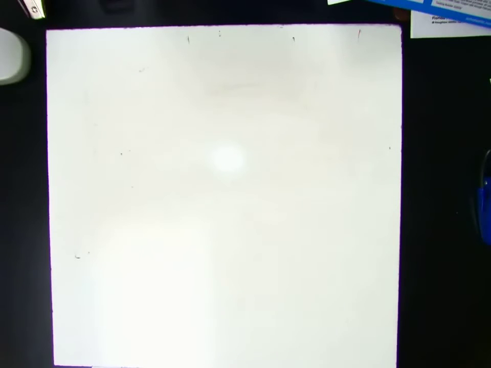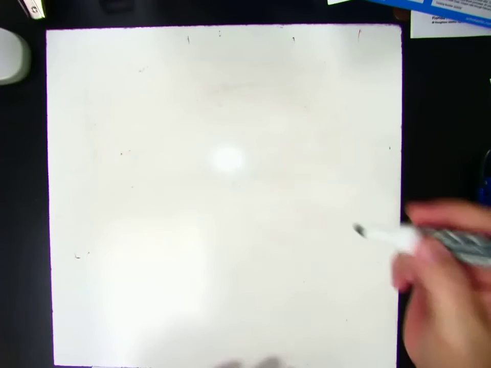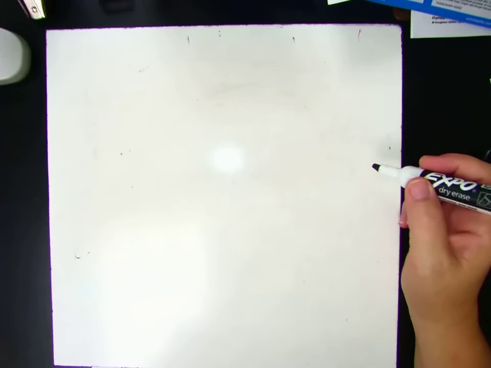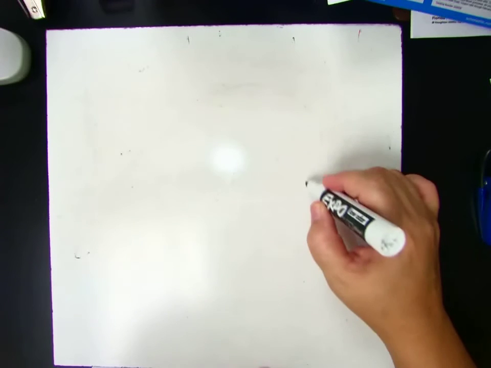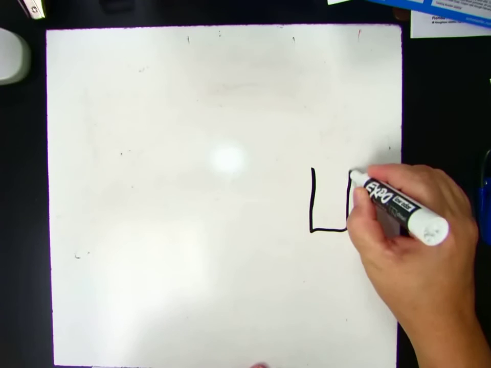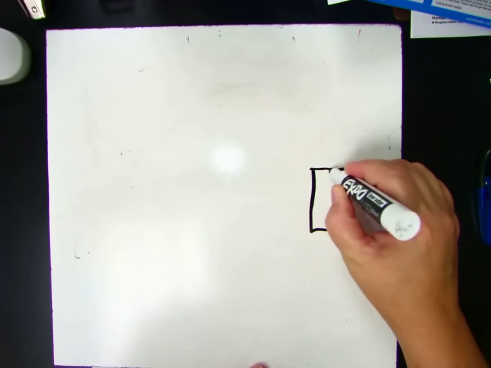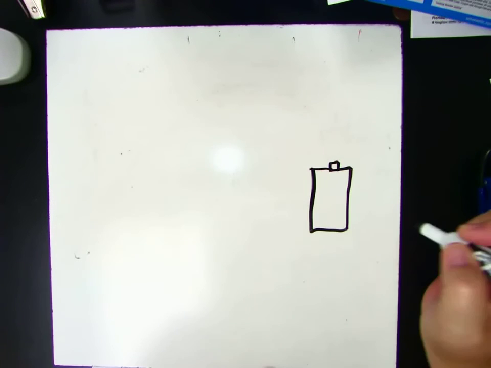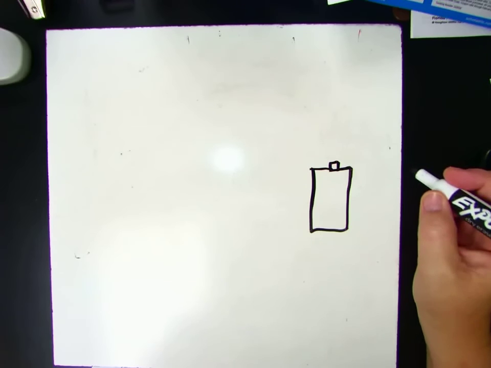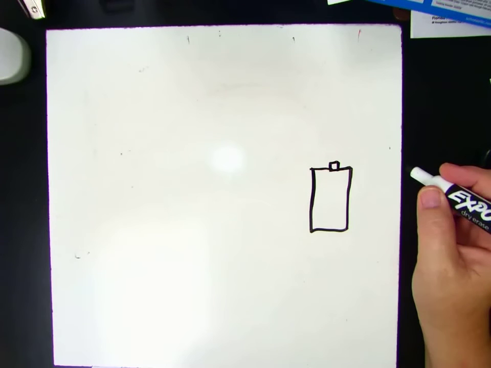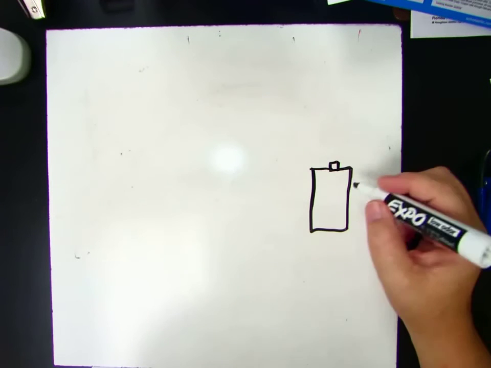Okay, today we're going to talk about current electricity. And current electricity is electricity that travels along a path. And in current electricity, we need a source of power. And the power that we're going to use in our class is a battery. That's chemical energy or stored energy.